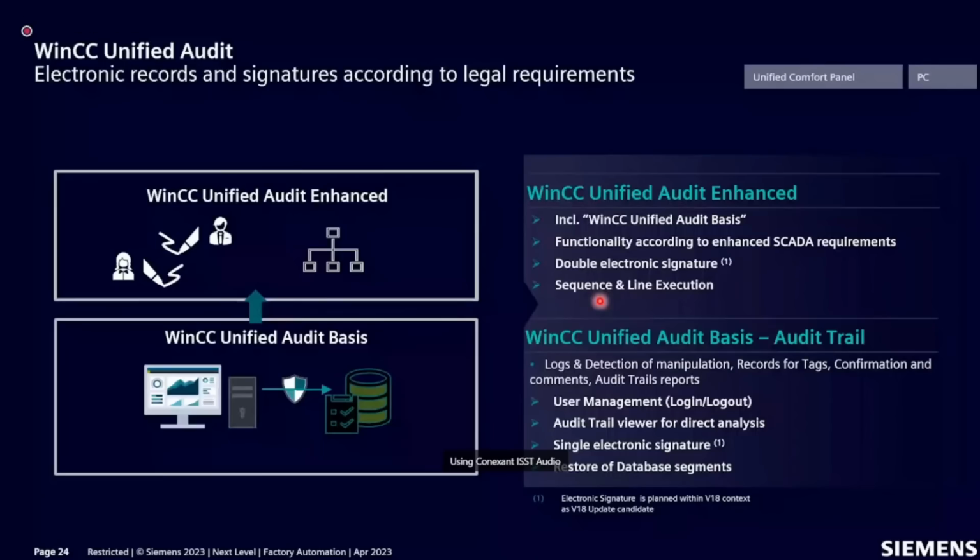Now moving towards the next option available here, WinCC Unified Audit. That is also available for the PC as well as the panel. So basic audit functionality is already there, for example user management, audit trail of the tags, single electronic signature, database management. And in the coming package we will even get double electronic signature also. The audit functionality for the other packages, for example sequence control and line coordination, will also be available soon in the next release.